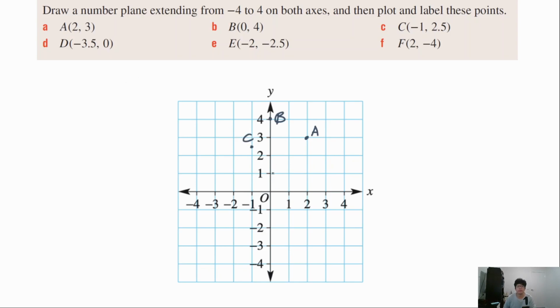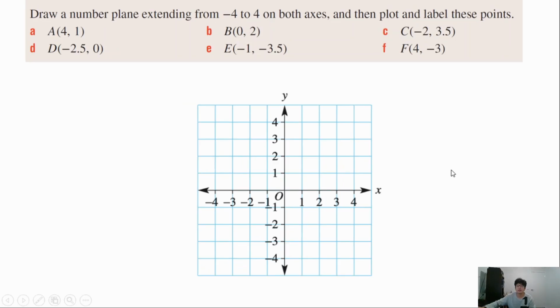D is -3.5, 0, so we go left 3.5 spaces, that's around here. And we don't go up or down at all because the y coordinate is 0. So this one will be D. E is -2, -2.5, go to the left 2 spaces, down 2.5 spaces, that's just over here. That will be E. And F is to the right 2 spaces and down 4 spaces, and that will be right there. Alright, now it's your turn to have a go.